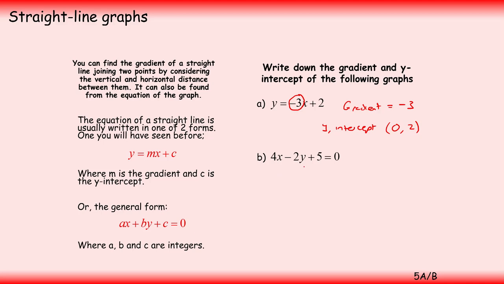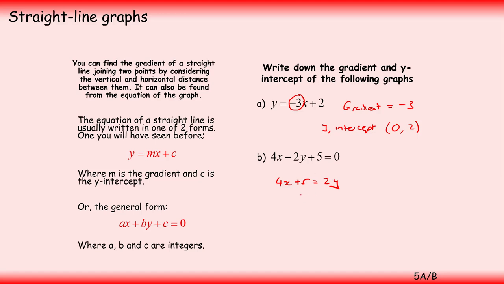This second question, B, is a little bit more involved. Now we need to rewrite this equation 4x minus 2y plus 5 equals 0 in the form of y equals mx plus c, and then we can read off the gradient and the y-intercept. So in the first instance, I'm going to move my minus 2y over to the right hand side. So 4x plus 5 is going to be equal to 2y, because then it's positive. Okay, change side, change sign.